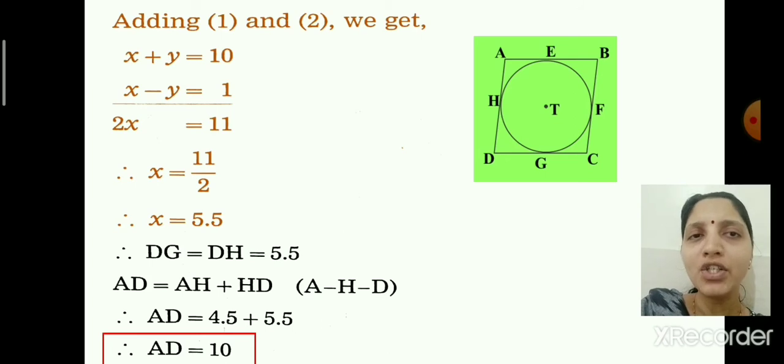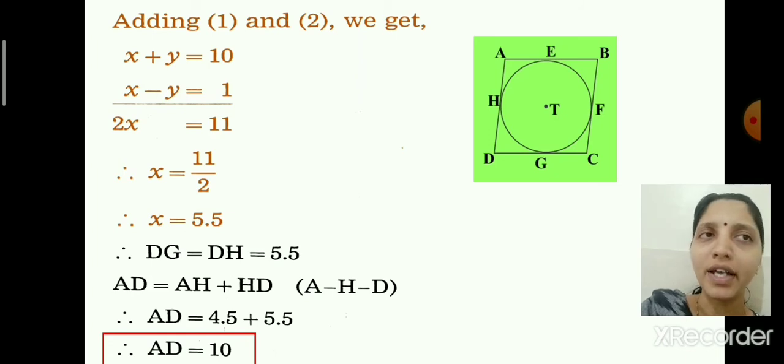Therefore, DG is equal to DH is equal to 5.5 because we have assumed their value as X. Now AD is equal to AH plus HD. Reason is points A, H, D are on the same line. Therefore, AD is equal to, substitute the values of AH and HD, 4.5 plus 5.5, that is equal to 10. So this will be your final answer. AD is equal to 10.